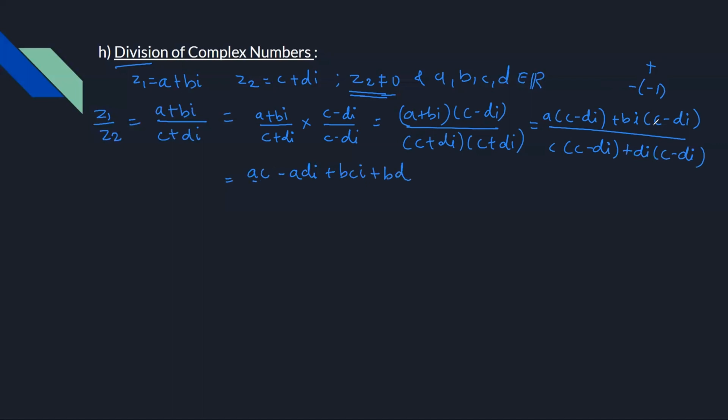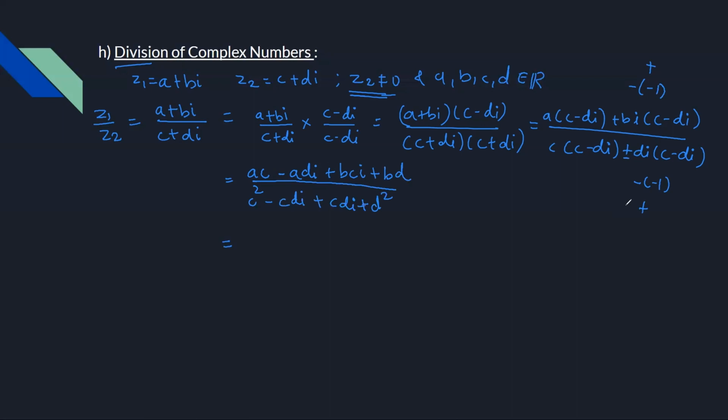Clear? We'll multiply the denominator, which is c square minus cdi plus this cdi. Again here plus minus will become minus, and i into i is i square, which is again minus 1. So this will become plus. So here it is plus d square.